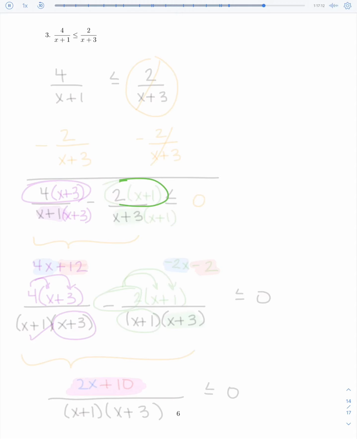In this problem, let's take a look at number 3. So number 3 is kind of our messiest case situation. We have 4 over x plus 1 is less than or equal to 2 over x plus 3. So we've got a number of issues here.